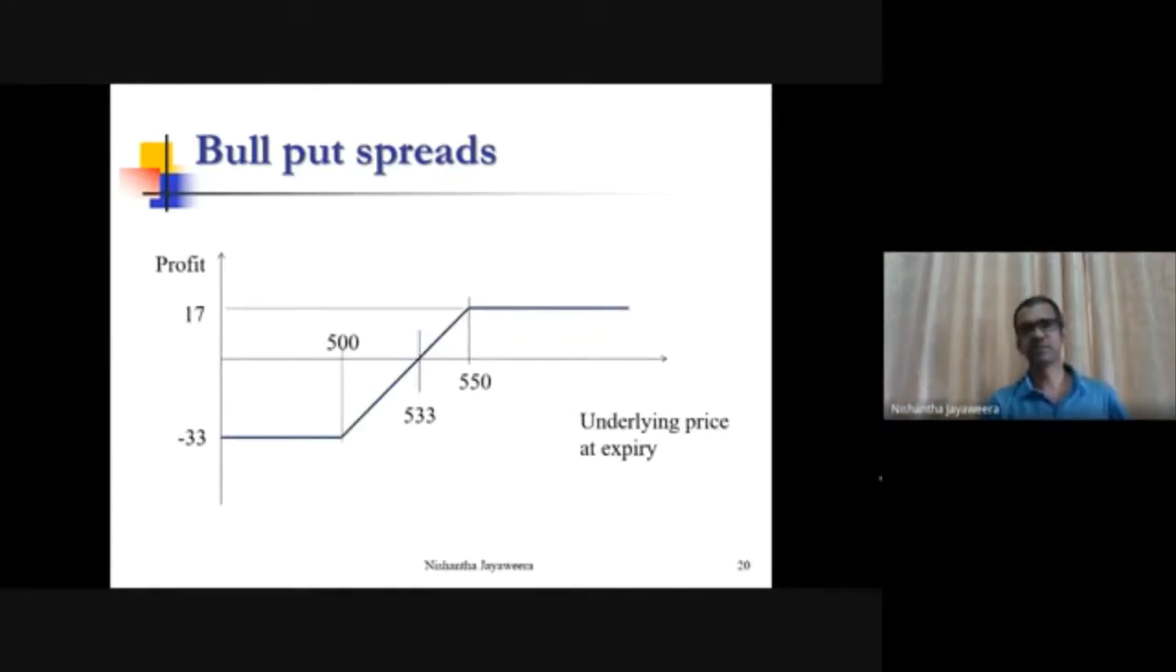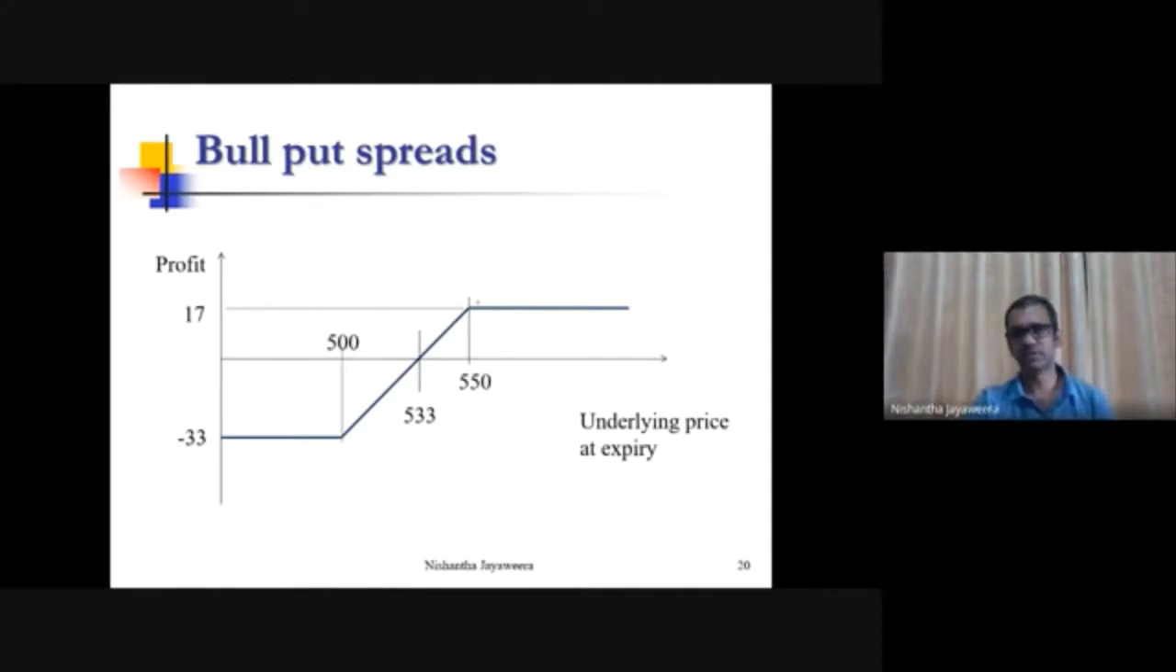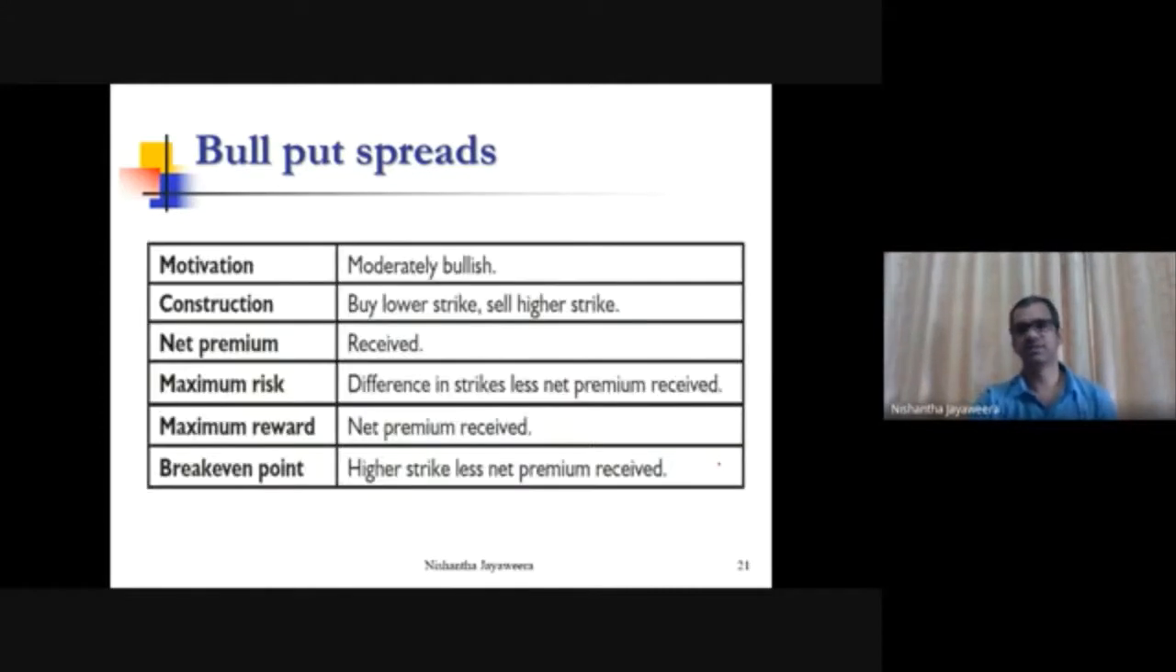This is the payoff or the profit diagram of the bull put spread. When we compare the shape, it is the same shape as the bull call spread. There's no difference. The shape is the same, but the slope and these figures may change depending on the prices.